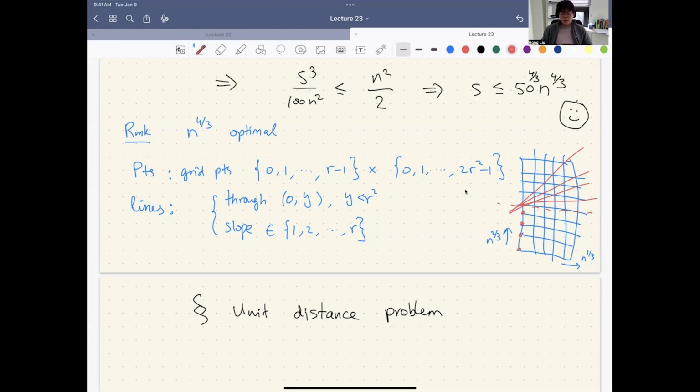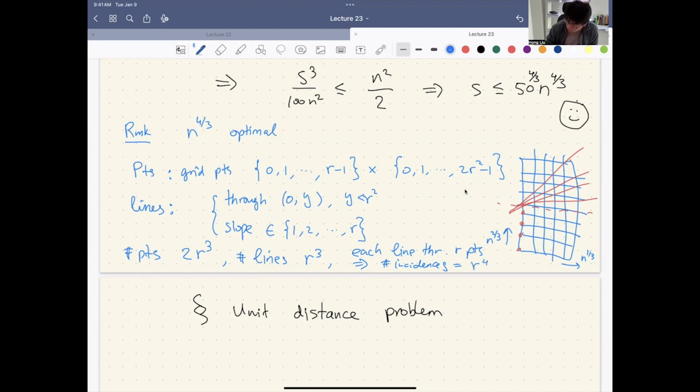Okay. Then it's easy to check that the number of points is roughly 2r cubed. The number of lines is r cubed. And each line goes through r points, so the number of incidences is r to the 4, which is n to the 4/3. This is optimal.